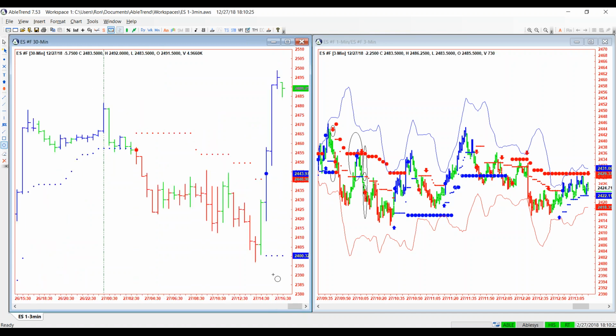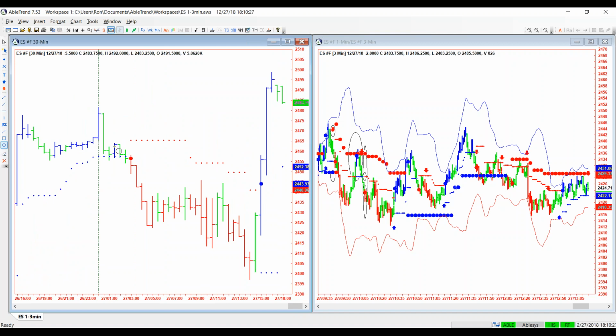Just personal preference, not needed. And this is today. Obviously, we had the huge downtrend, and then the last three hours it just kind of went bonkers.